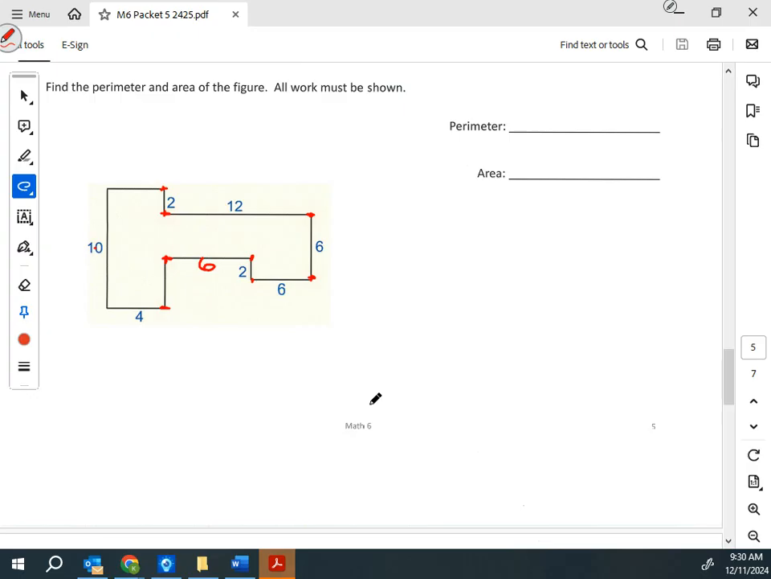So to here would be a 2, because the 2 plus 6 plus 2 is 10. But I also have this section here, which is another 2. So altogether, this section is a 4.